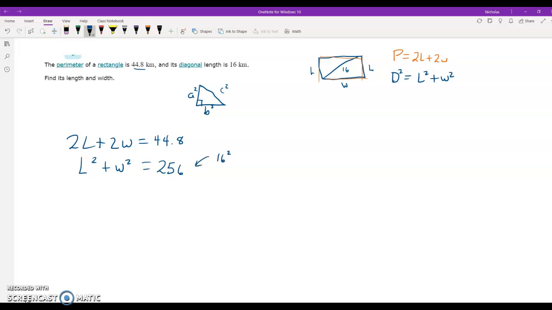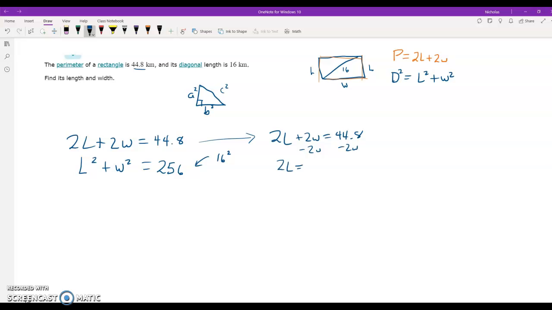All right. Now we can't do elimination here because we can see that these don't have any like values or anything like that. So we're not going to eliminate. We're going to need to do substitution. And we tend to like to find substitution for the linear terms or the first degree things. So we're going to take 2L plus 2W equals 44.8. We're going to solve this for L. So let's subtract 2W from both sides.